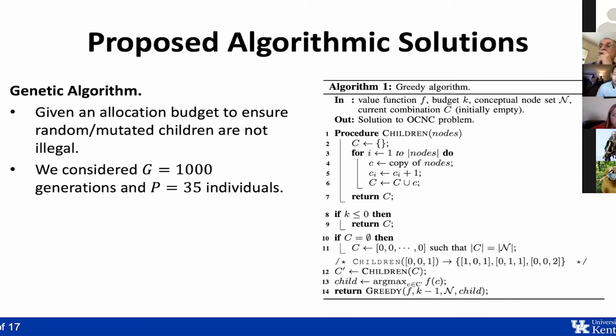A good example of that is in the comment above line 12 of the greedy algorithm, where, if you have 3 conceptual nodes that you're considering and the vector 0, 0, 1, it would then create a set of children where each of the 3 conceptual nodes is being increased by 1. Then simply the max of those is picked, and this continues until you have exhausted your budget.